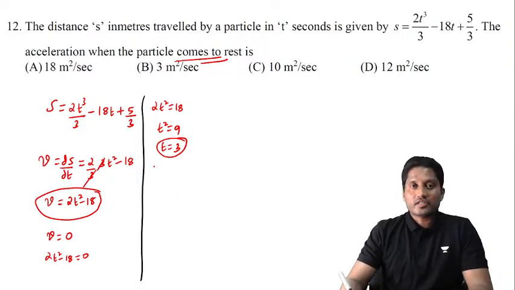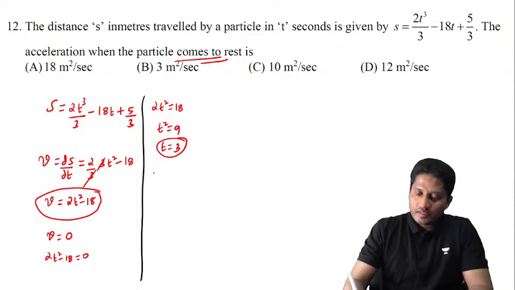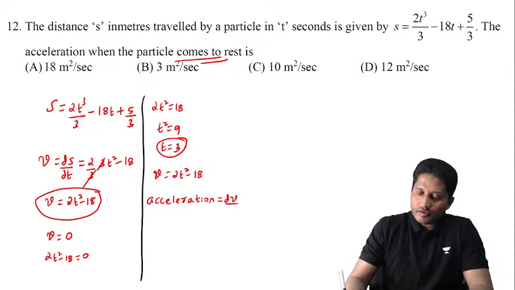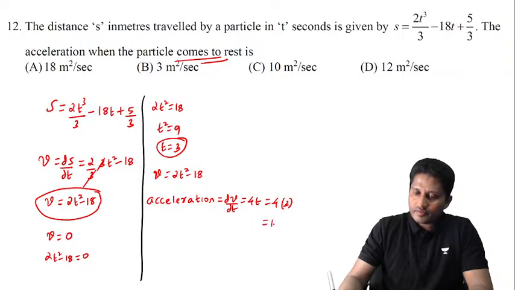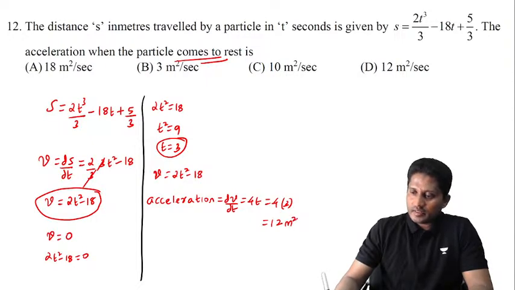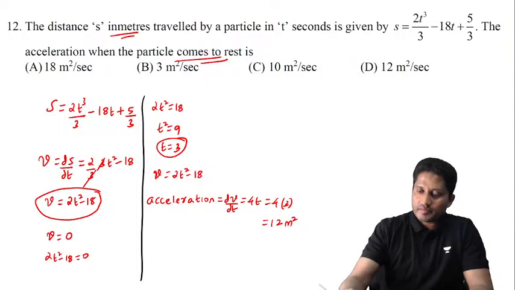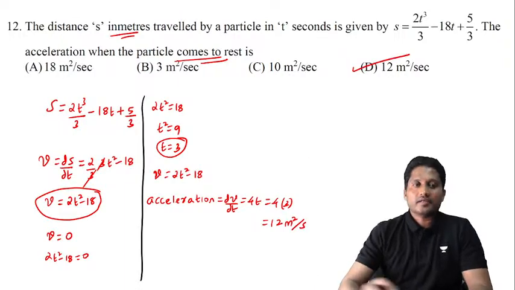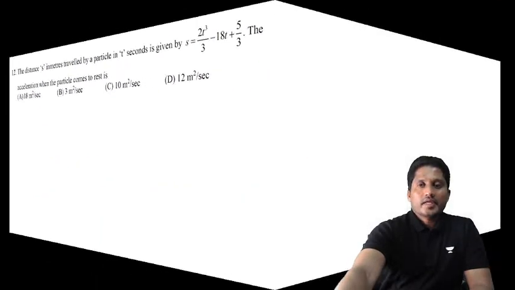Now I should find the acceleration when time t is equal to 3. Velocity v is equal to 2t square minus 18. Acceleration is equal to rate of change of velocity with respect to time, which is equal to 4t. This is equal to 4 times time t is equal to 3, which is equal to 12. This is 12 acceleration, right? The unit is meter per second square. Answer is option D. Okay, question number 13.